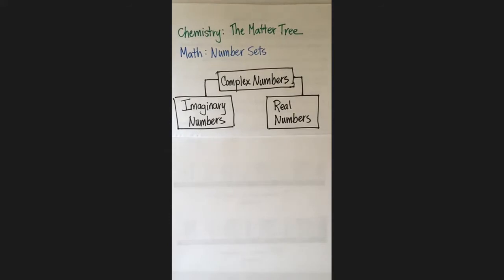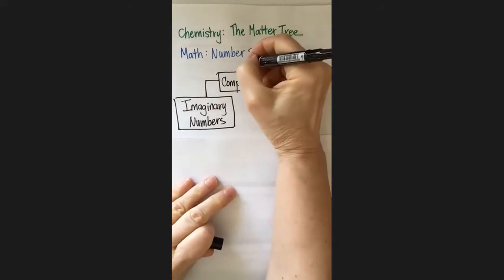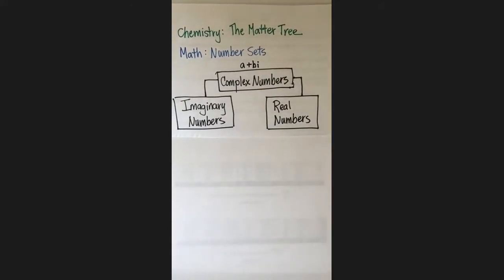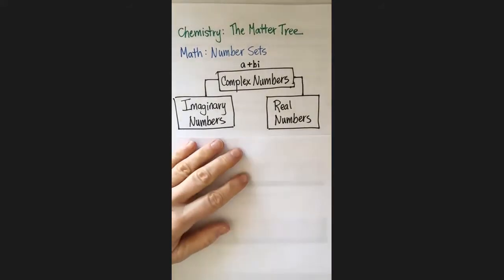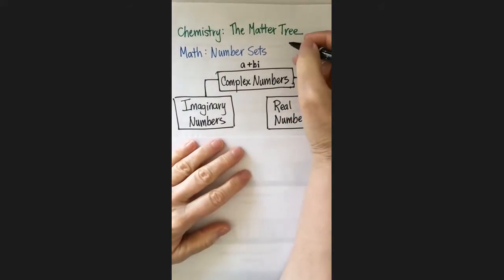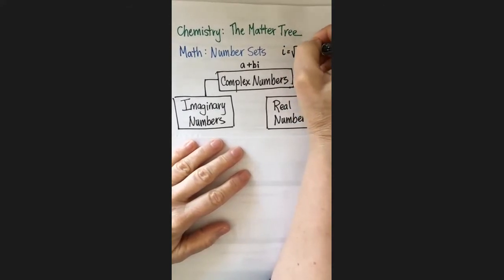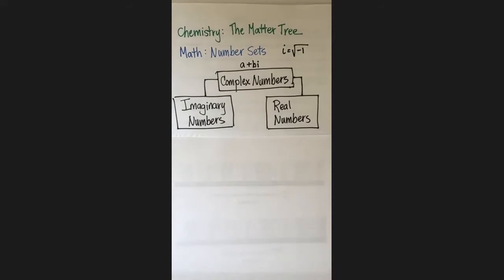Complex numbers have a standard form. That standard form is a plus bi, where a and b are real numbers, and i is the imaginary number. I'll put it up here. It equals the square root of -1. The square root of -1 is imaginary because we can imagine it, we can think about it, but it doesn't exist in the real world.